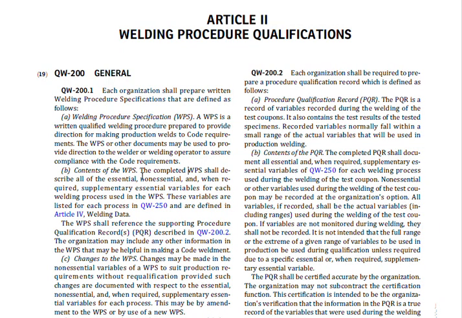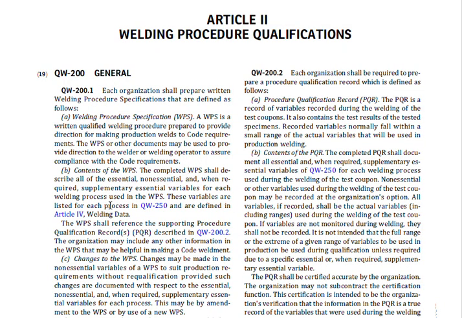Contents of the WPS: what comes under the WPS? The complete WPS shall describe all the essential, non-essential, and, when required, supplementary essential variables. That means in a WPS three types of variables come. First is the essential variable, second is the non-essential, and third is the supplementary essential, wherever applicable. These variables are listed for each process in QW 250 and redefined in Article 4. Here it mentions where the variables are given.